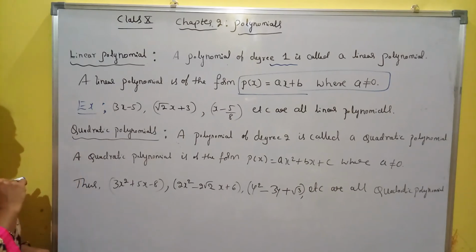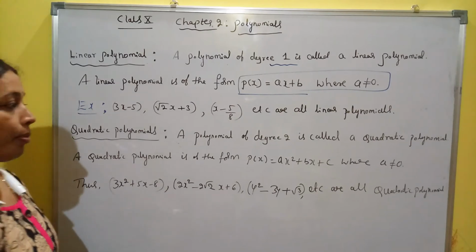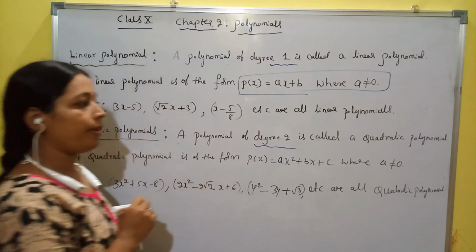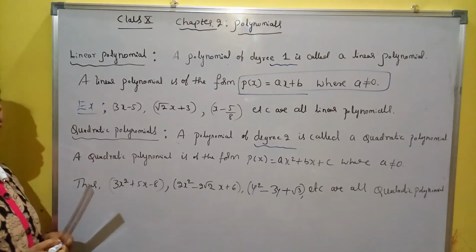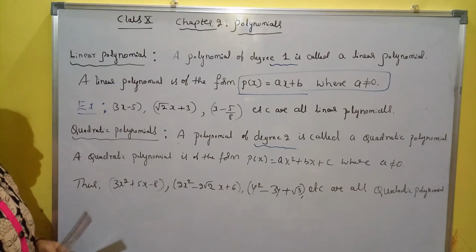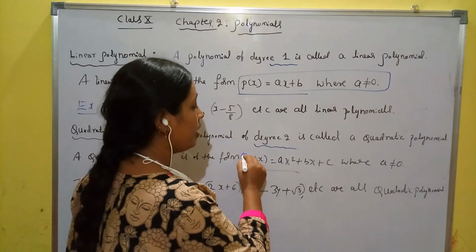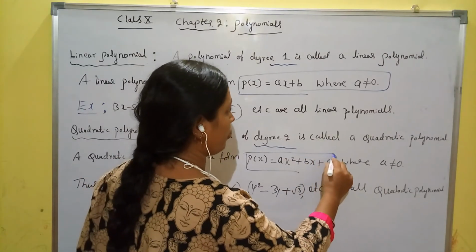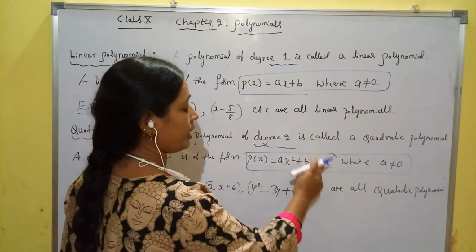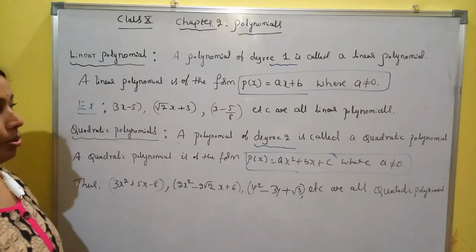What do you mean by quadratic polynomial? A polynomial of degree 2 is called a quadratic polynomial. Any polynomial whose degree is 2 we can call a quadratic polynomial. What is the general form of a quadratic polynomial? It is ax square plus bx plus c, where a does not equal 0. You have to observe correctly.